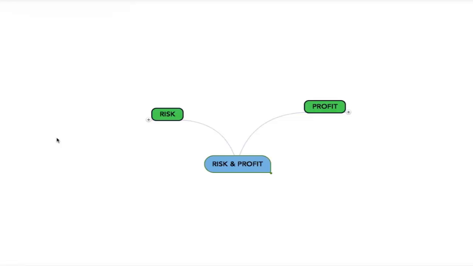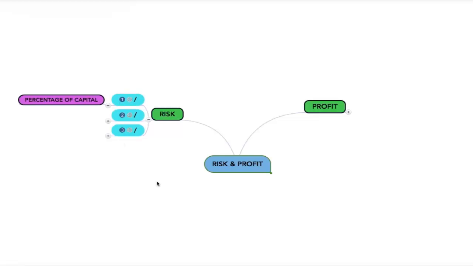Risk and profit are related to money management. When you open a trade, you have two possible results, a loss or a profit. No matter what, you have to control that. Okay, let's start with the risk here. We have three main options.